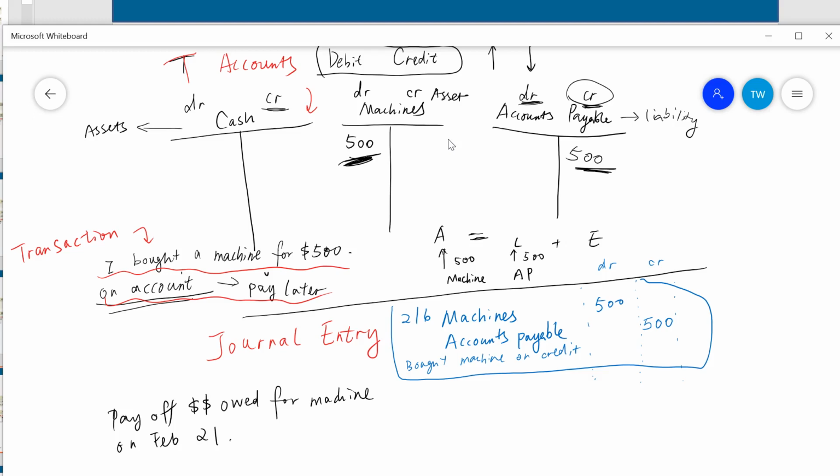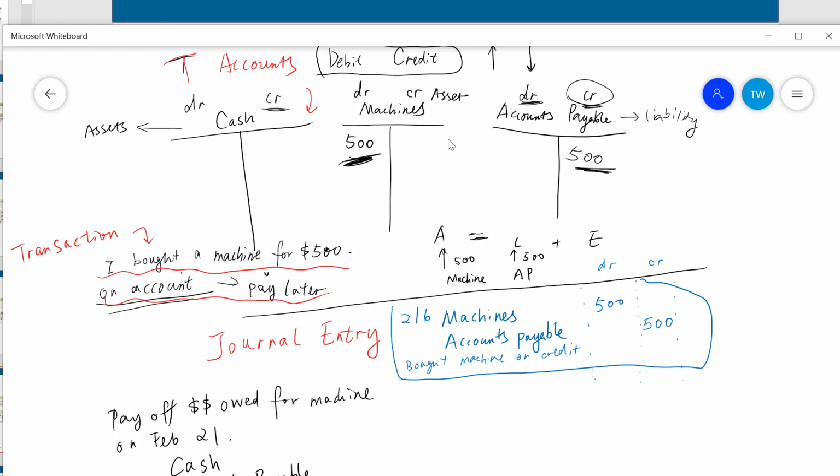Okay, we can do the same analysis. So this is how I would approach it. First step, I would think which accounts. If I'm paying money, then the first one to come to mind should be cash. Another one is you need to think, what are you paying for? Should you use machine again? No, because if you use machine again, that means you're getting another machine. This time you're not getting another machine, you're just paying off your debt. So the other account should be accounts payable. Okay, so those are my two accounts.